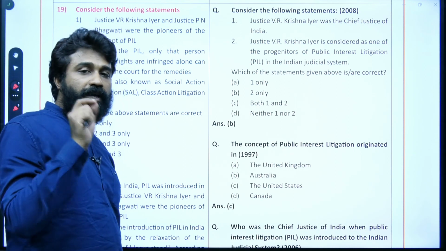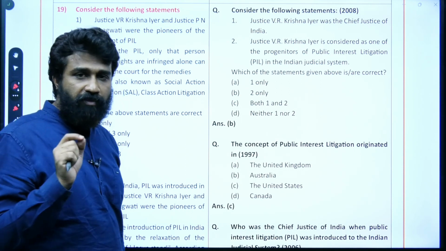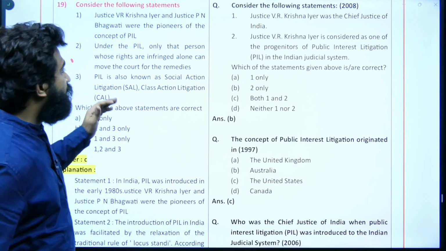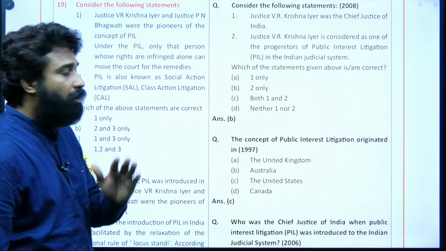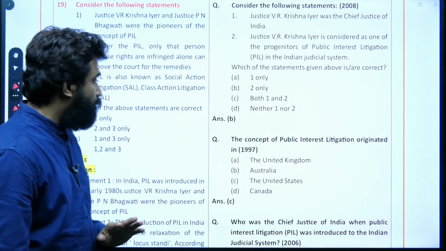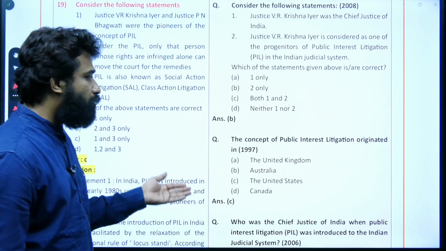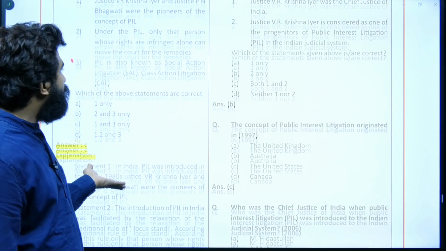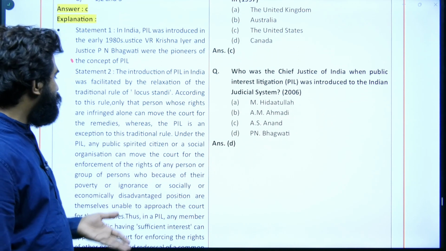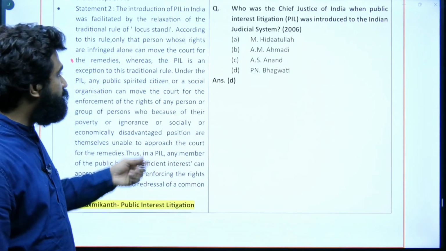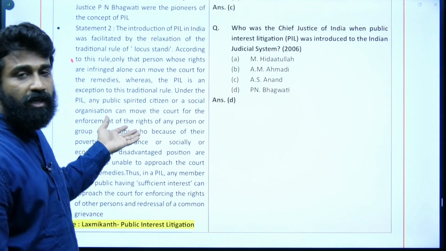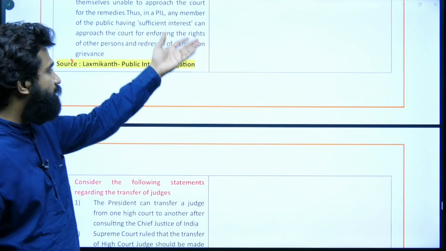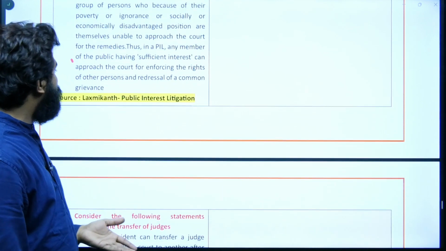There was a term called locus standi previously, before public interest litigation was introduced. But after public interest litigation, the concept of locus standi has gone away. Anybody can approach the court to protect the rights of anybody. This is called not having the conventional notion of locus standi in public interest litigation. P. N. Bhagwati and Justice Krishna Iyer were the pioneers of this. There were questions asked several times regarding them.